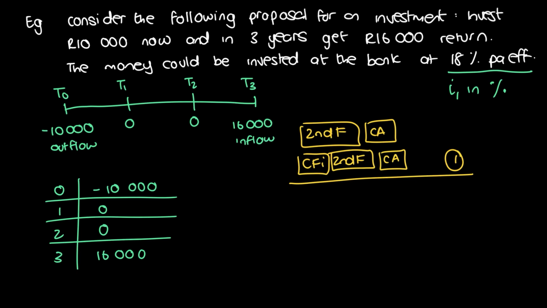Then stage 2, we're going to put in information. So the first one is the minus 10,000. And we have to do this in order. So minus 10,000, enter.